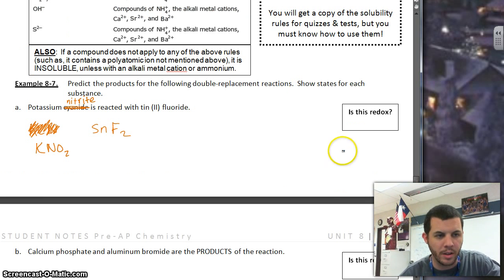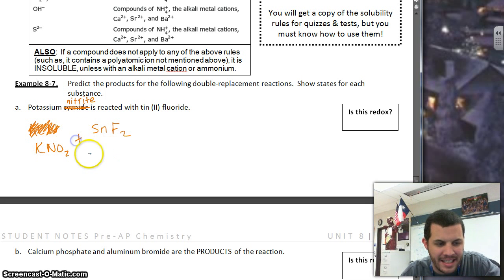Okay, so my eagle eyes found a slight mistake. To make this problem work out a little bit better, I changed this to potassium nitrite instead of potassium cyanide, okay? So we're going to do potassium nitrite reacted with tin(II) fluoride instead.